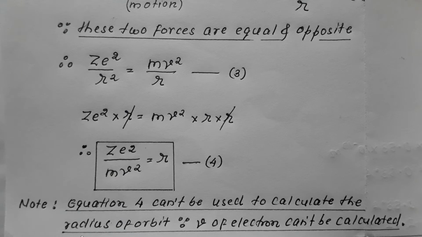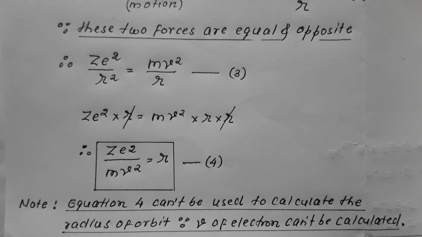Now remember, very important, though this equation appears to give r, that is the radius, this equation 4 can't be utilized to calculate the radius of an orbit, because the electron is a very minute particle and its velocity cannot be calculated with certainty. The equation involves the velocity of the electron, hence we can't use it to calculate the radius of an orbit.